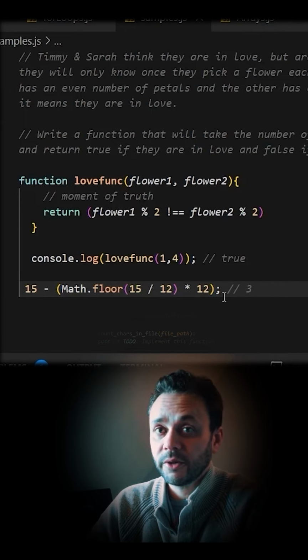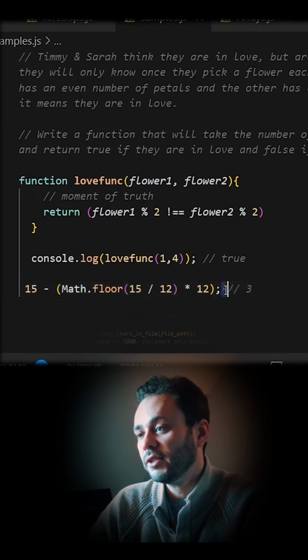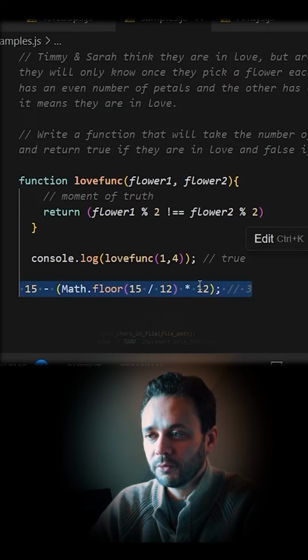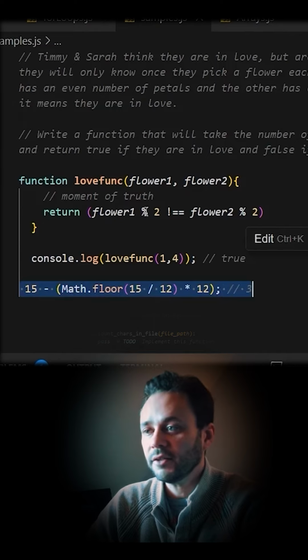So it's a quick and easy way to remember what the mod operator does. And when you do a mod operator, you're actually performing this function right here, but instead, you're just doing a percent.